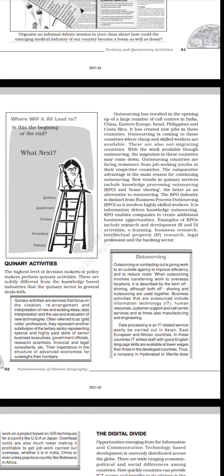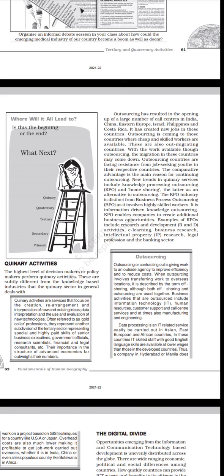Outsourcing has resulted in the opening up of a large number of call centers in India, China, Eastern Europe, Israel, Philippines, and Costa Rica. It has created new jobs in these countries. Outsourcing is coming to those countries where cheap and skilled workers are available. These are also out-migrating countries, with the work available through outsourcing. The migration from these countries may come down. Outsourcing countries are facing resistance from job-seeking youths in their respective countries. The comparative advantage is the main reason for continuing outsourcing.